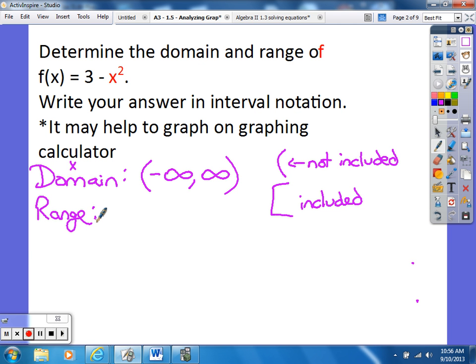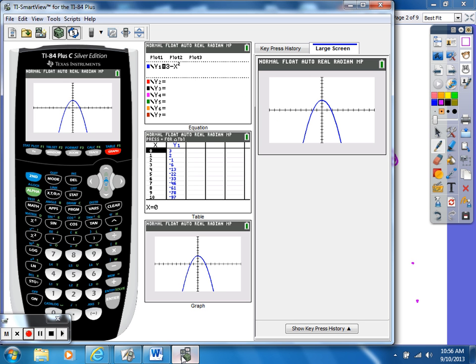Now range is what letter? What letter corresponds to this? The y. Let's go back, let's look at our graph. Look at the y value. I actually see it starting y value. What y value does this start at? Positive what? Positive 3? You guys agree?